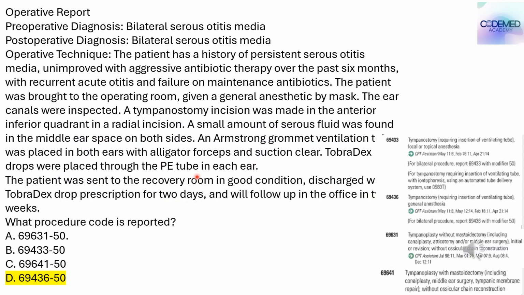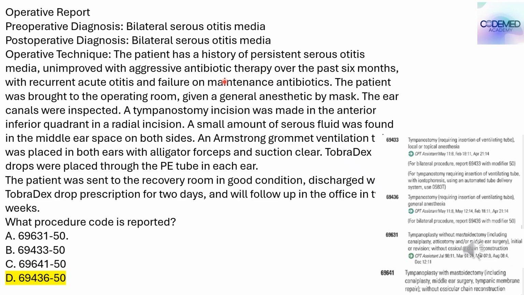So this is a case of tympanostomy, not a tympanoplasty. If you look at the codes 69631 and 641, they are the tympanoplasty, and we have done the stomy. So we will concentrate on two codes, 69433 and 436. These are the codes for the tympanostomy, and the code differs depending on whether the procedure is done under general anesthesia or not.